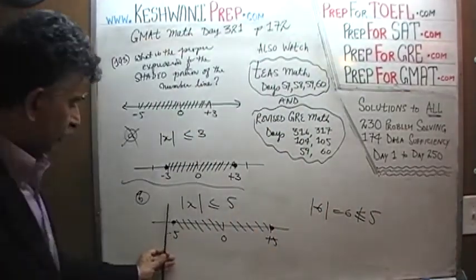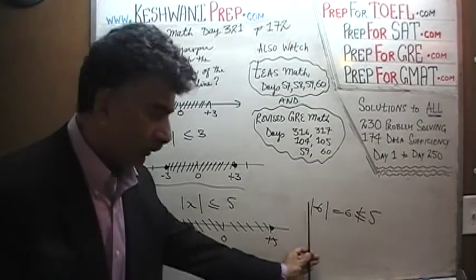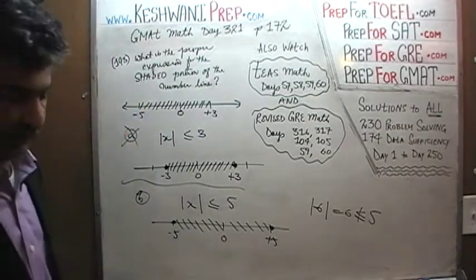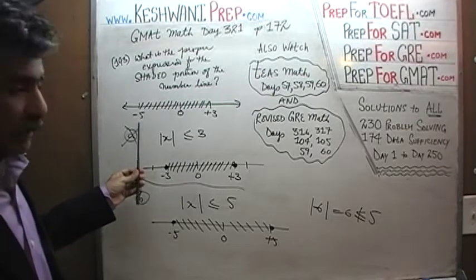It cannot be negative 6. So it cannot go below negative 5, it cannot go above positive 5. It's going to lie between negative 5 and positive 5 in answer choice B. But again, the problem here is just the reverse.